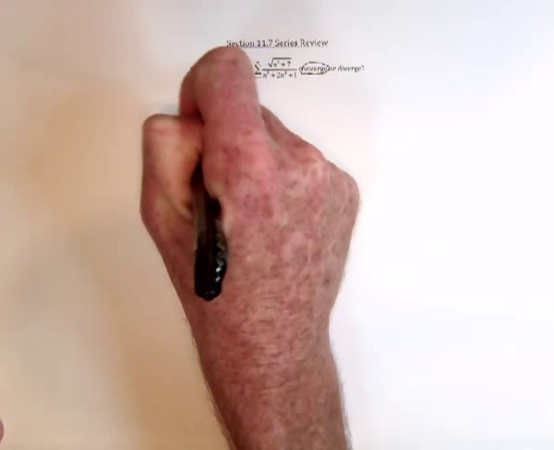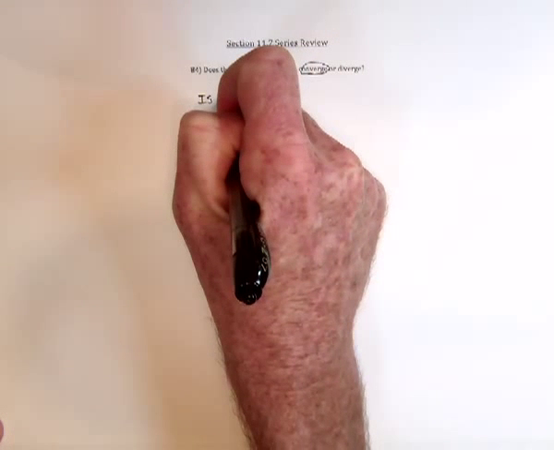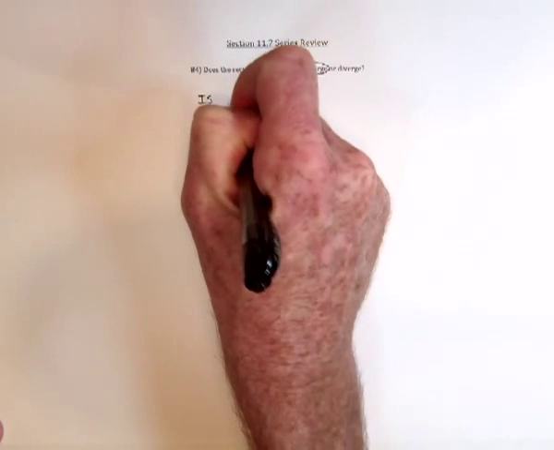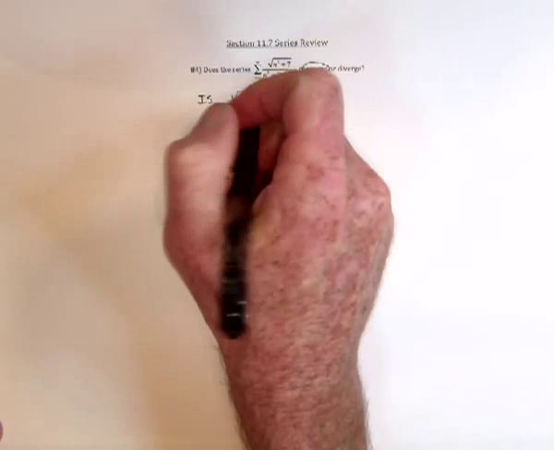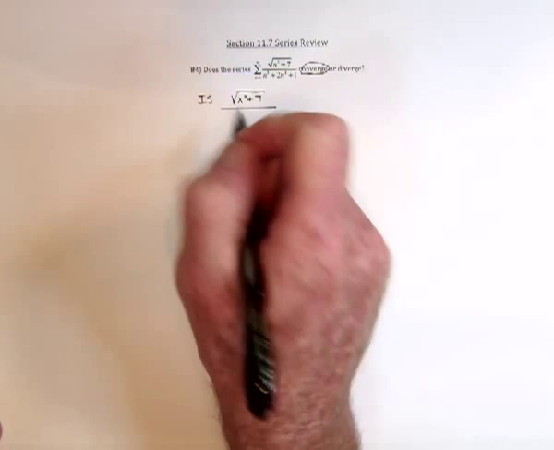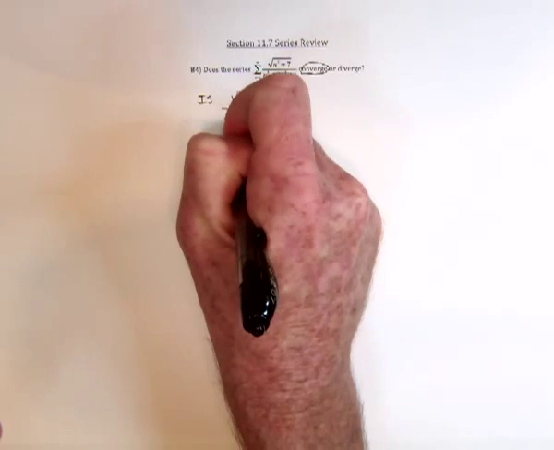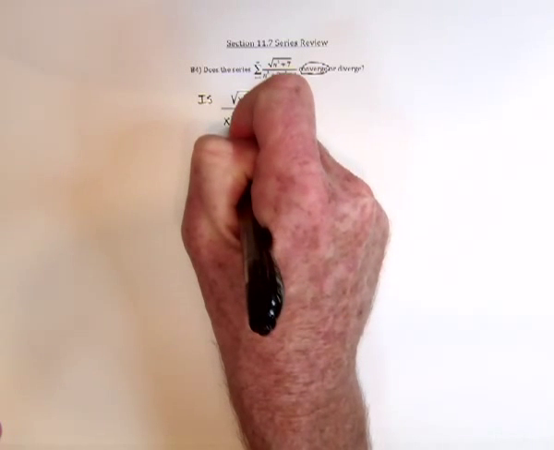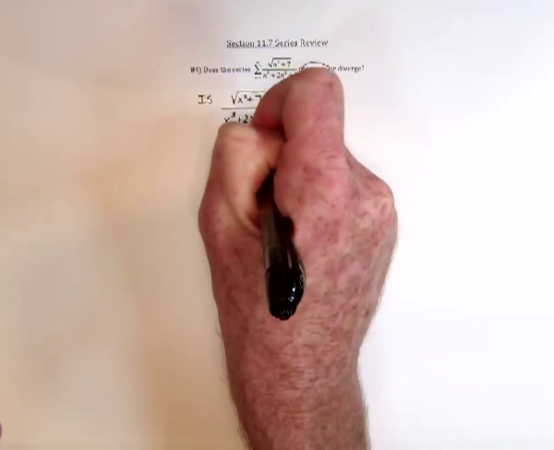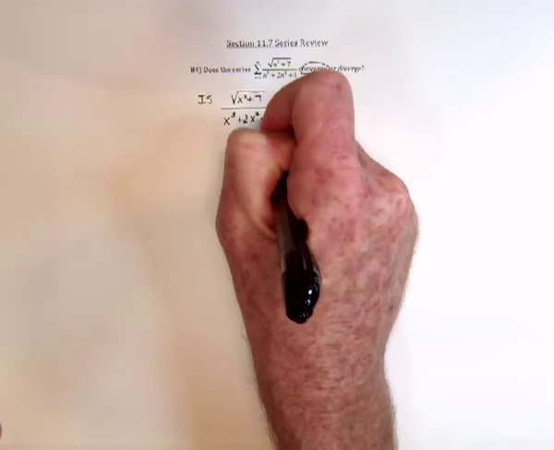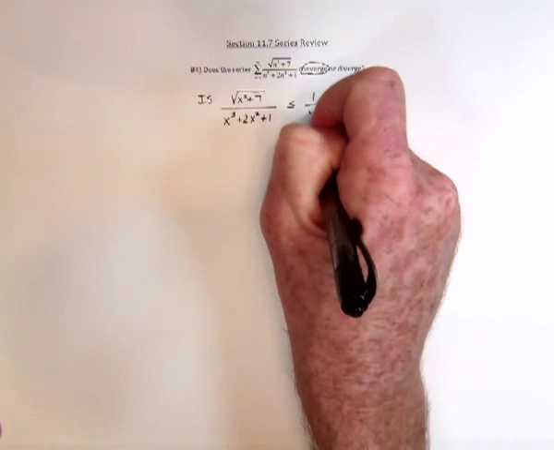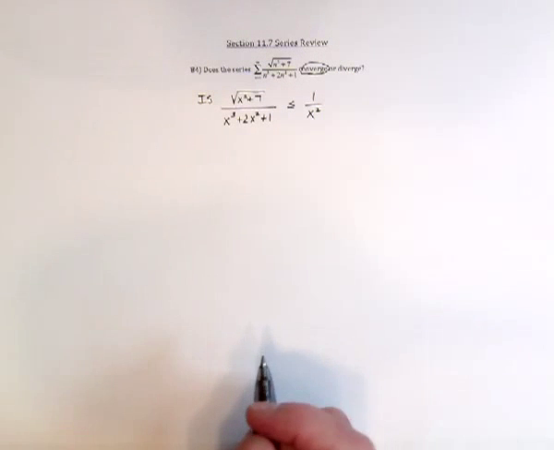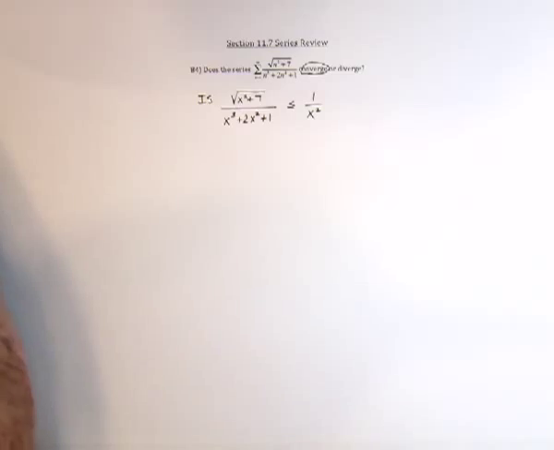So that is our function. Oops, I used an x. So I'm going to go ahead and use x's so I don't have to make an ugly one right there. So is our function less than or equal to 1 over x squared? So I'm using the comparison test.